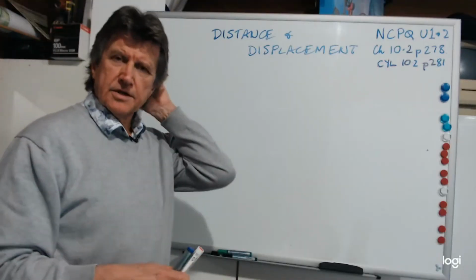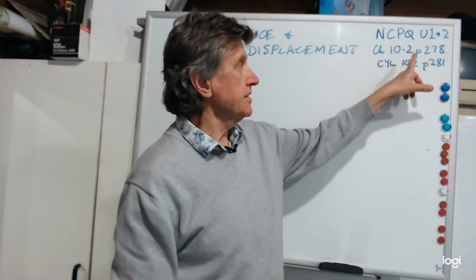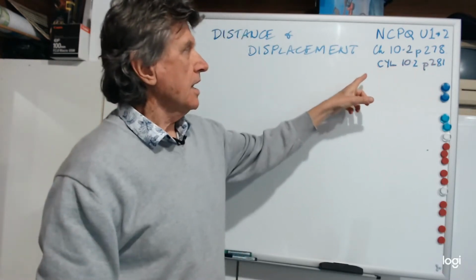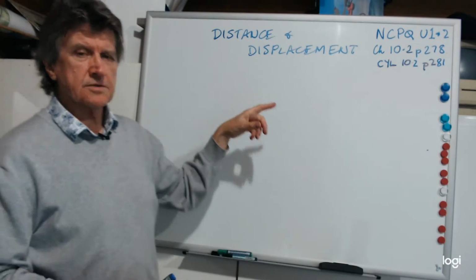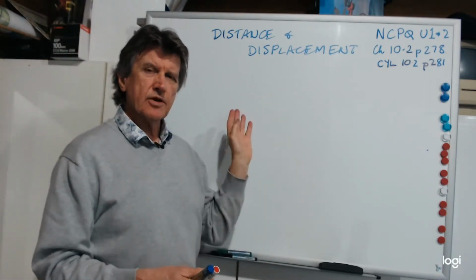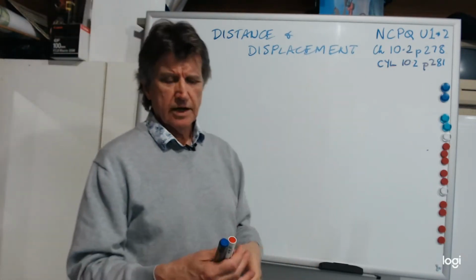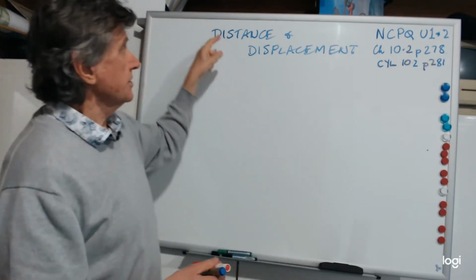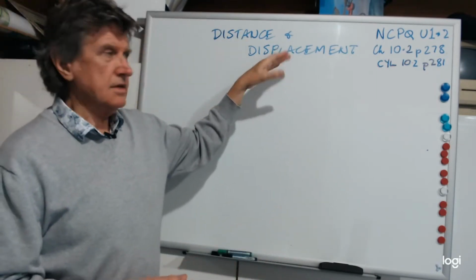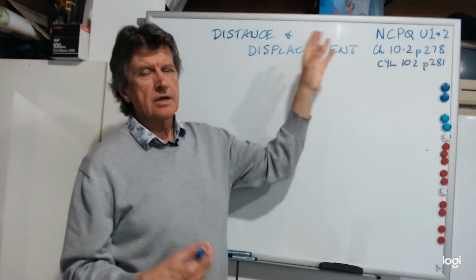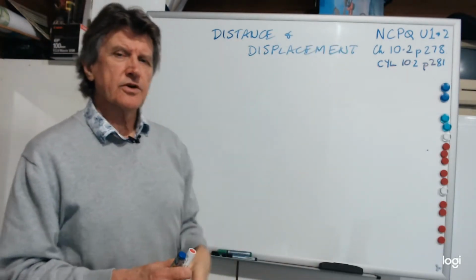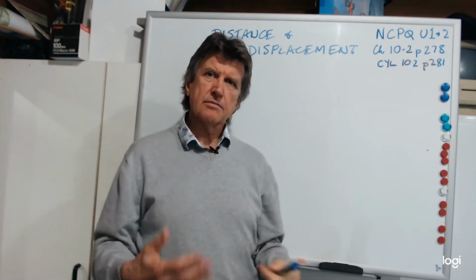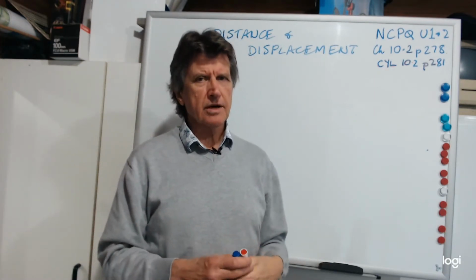Right, let's have a look at section 10.2 out of your text, page 278, and the topic in this case is distance and displacement. Now I mentioned in the previous section 10.1 that one was a scalar, which was distance, and the other is a vector, which is displacement. So I want to go through that again, but I want to look at distance and displacement first, because they're the fundamental physical quantities when you talk about motion.